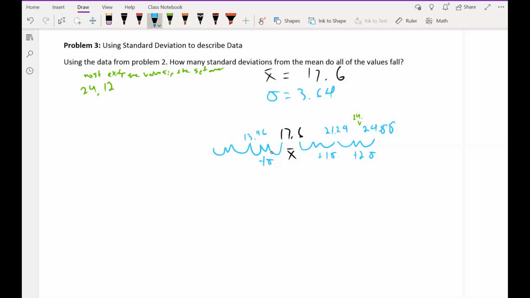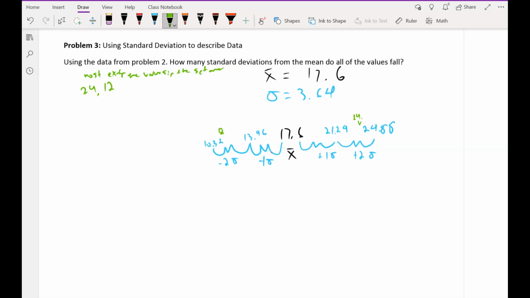Let's go one more standard deviation. If we do 17.6 minus 2 standard deviations, we're going to be at 10.32, meaning 12 is going to lie within 2 standard deviations to the left. So one problem that students make is they say, I had to make 4 total standard deviations from the mean. But really, how many standard deviations from the mean do all the values fall? What that's saying is to the right and left.